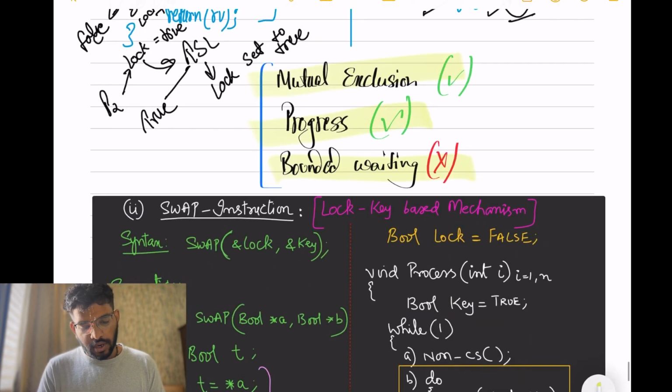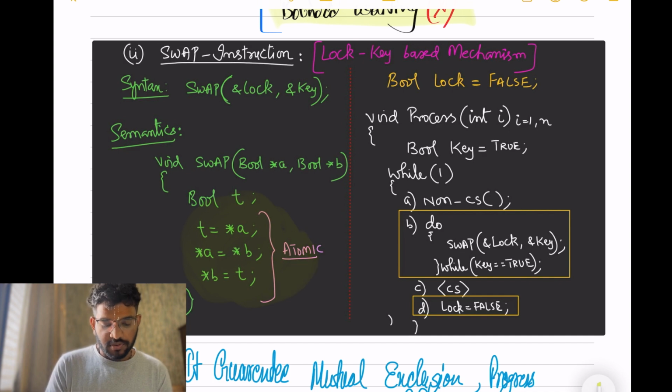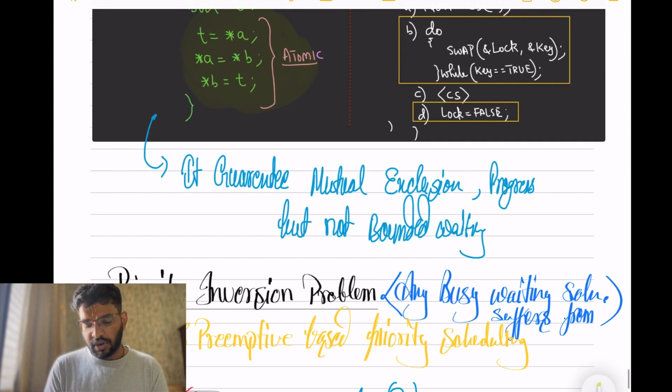The swap instruction is like you provide a lock along with a key, and it swaps the values of lock and key. These instructions are atomic in nature, and the swap instruction guarantees both mutual exclusion and progress but does not guarantee bounded waiting, just like TSL.